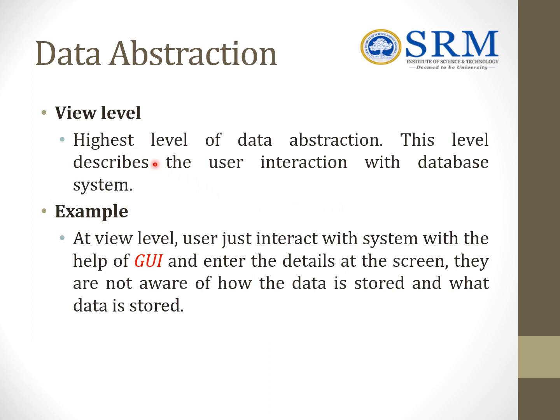The view level is the highest level of data abstraction. This level describes the user interaction with the database system. For example, at the user level, the user just interacts with the system with the help of a GUI and enters the details on the screen. They are not aware of how the data is stored and what data is stored. So it simply hides information, such as the data type.